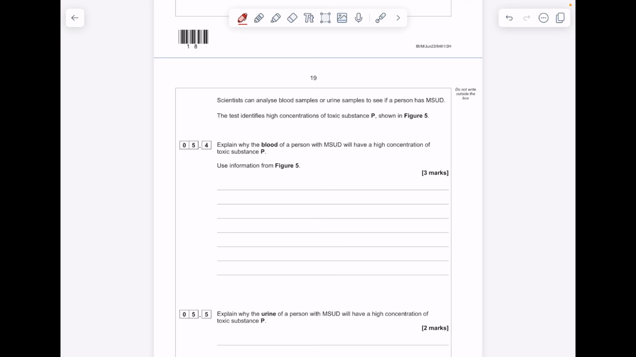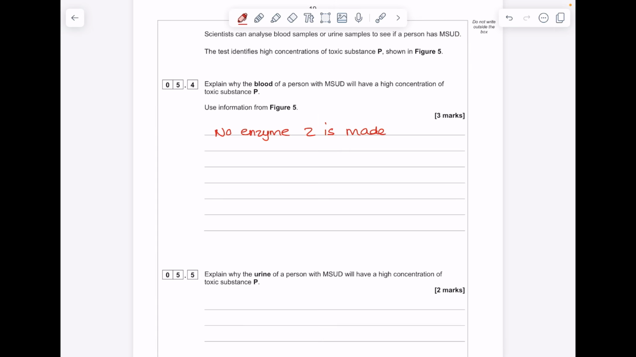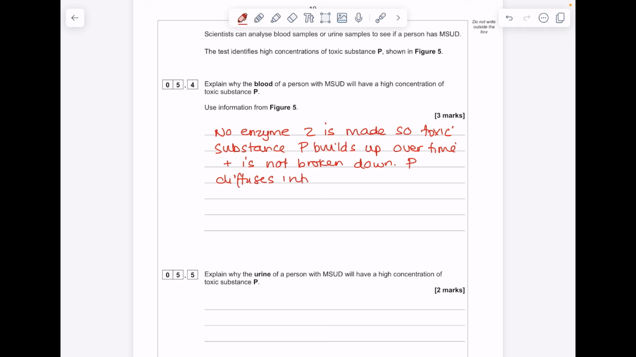Explain why the blood of a person with MSUD will have high concentration of toxic substance P. Use information from figure 5. Well, they've already told us that the person with MSUD can't make enzyme 2, which means that the toxic substance P is still made and allowed to build up. And at that point, that toxic substance will diffuse into the blood, hence why the blood shows such high levels. You've got to point out that last point about P diffusing into the blood because of this bolded word up here.